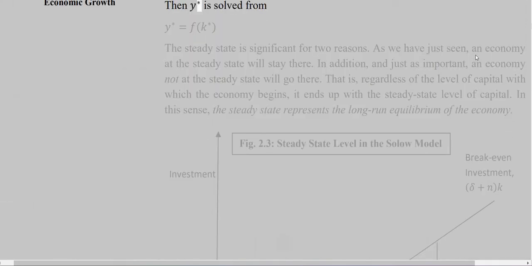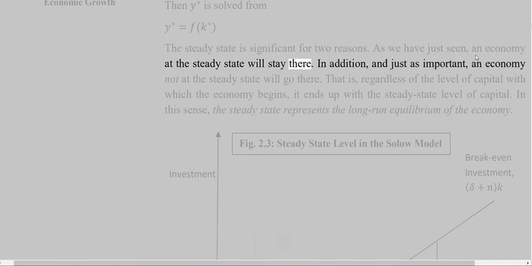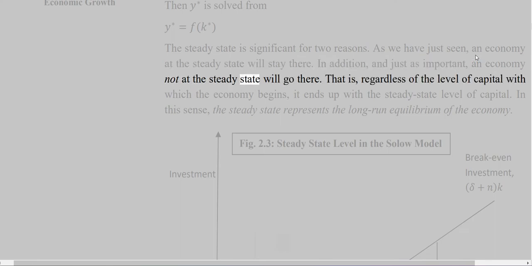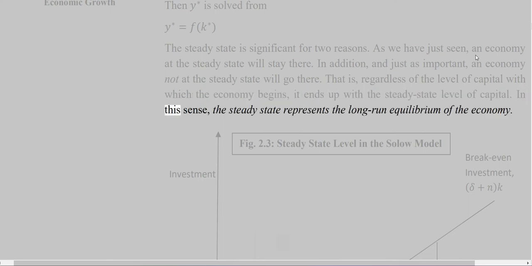Economic growth, then k* is solved from sf(k*) = (δ + n)k*. The steady state is significant for two reasons. As we have just seen, an economy at the steady state will stay there. In addition, and just as important, an economy not at the steady state will go there. That is, regardless of the level of capital with which the economy begins, it ends up with the steady state level of capital. In this sense, the steady state represents the long-run equilibrium of the economy.